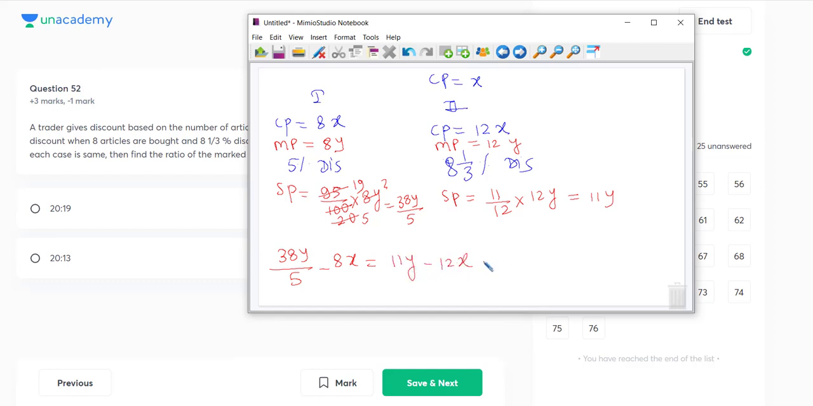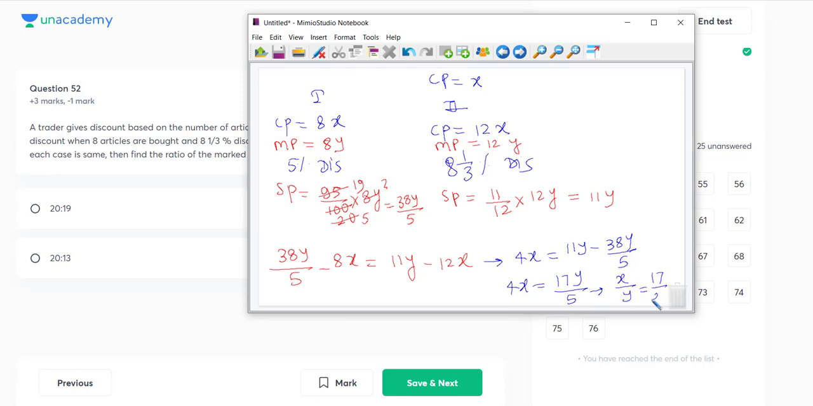Okay, so let's solve this equation. What will we get? 12x minus 8x is 4x, which is equal to 11y minus 38y/5. So 4x is equal to 55 minus 38, which is 17y/5. From this we come to know that x divided by y is equal to 17 divided by 20.